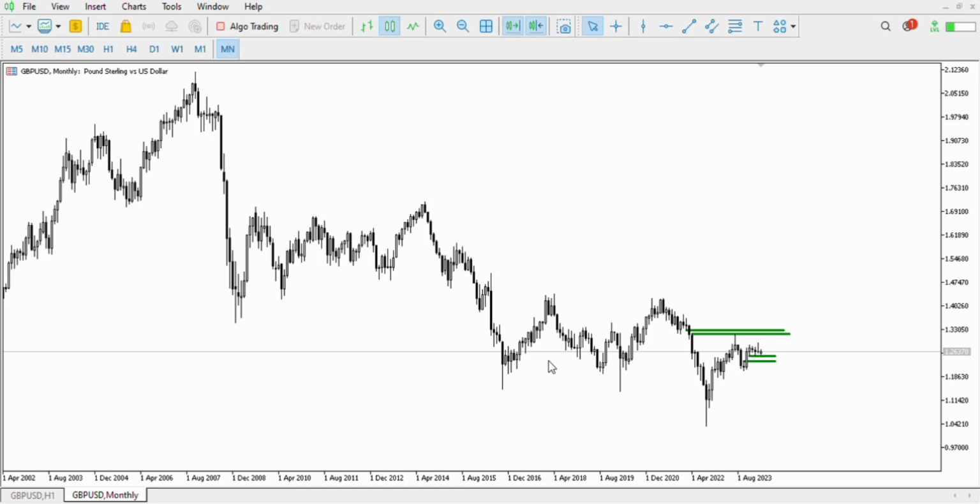So in today's video I'm going to analyze GBPUSD, but first of all, what we're having right here is a downtrend market on the monthly time frame. As you can see, price is making a series of lower highs and lower lows. So what I'm going to do for today's video is start my analysis from the monthly time frame, and we're going to go all the way down to the 1 hour time frame.